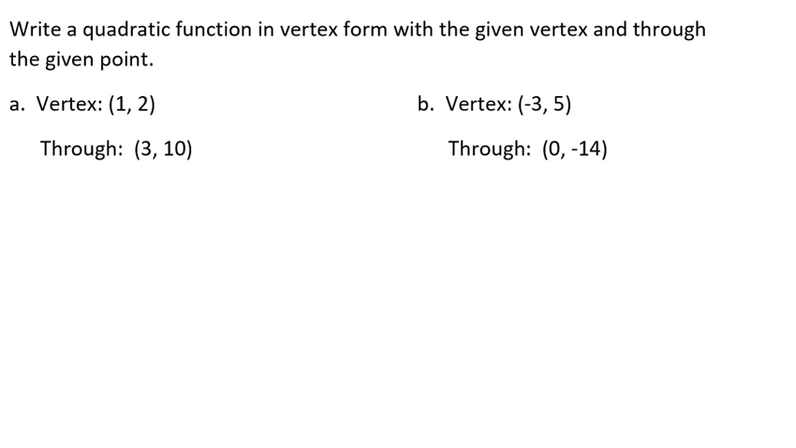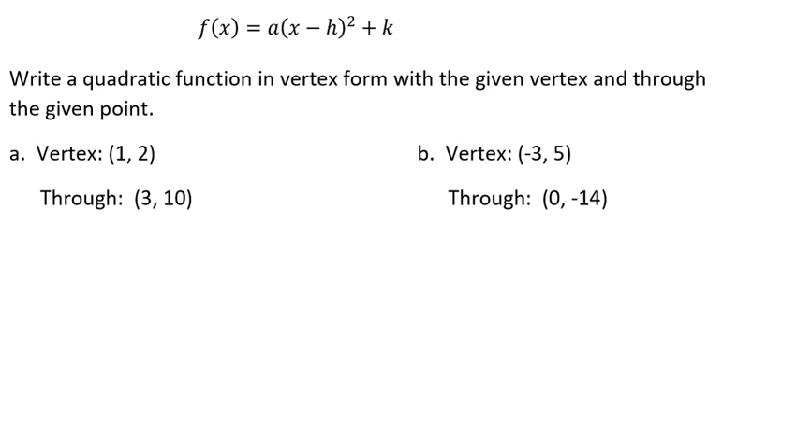In this video, we're going to go through how to write a quadratic function in vertex form when the vertex and a specific point are given. So first, let's recall our formula, which allows us to see the different positions and movements of our graph. We have f of x equals a times (x minus h) quantity squared plus k.